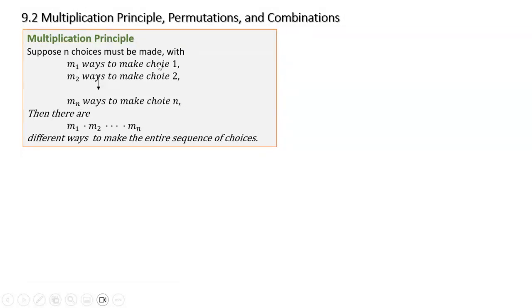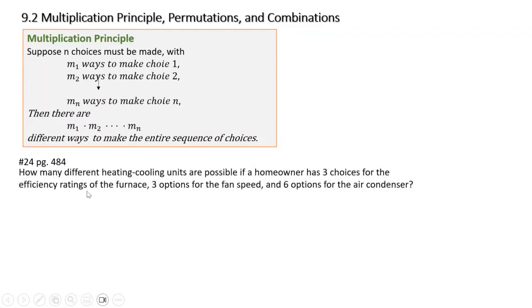The word choice is misspelled. Sorry about that. Okay, now it says here, then there are n1 times n2 times, right, until we get to nm. That's the different ways to make the entire sequence of the choices. At times, like the definition, at times it's hard to understand. Let me show you an example by doing one of the problems from the actual homework.